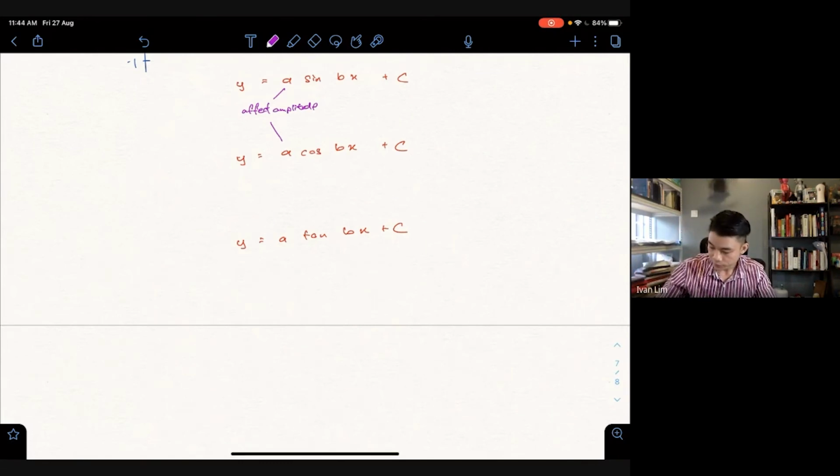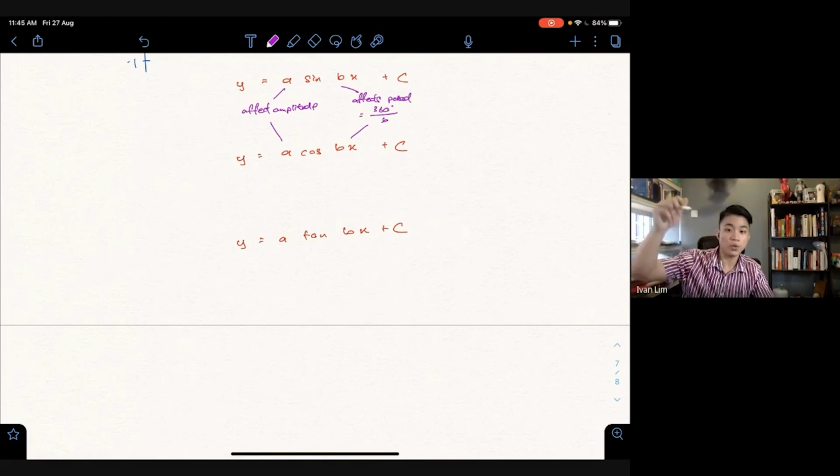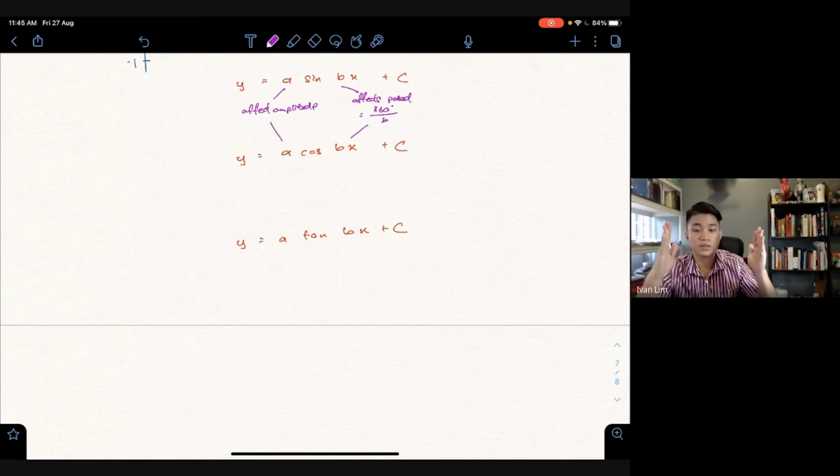Okay, second one, the value of b, it will affect the period. Okay, affects period. How to calculate the period? 360 degrees, instead of multiplying, this one is divide by the value of b. So if I want to find what is one period of, let's say, sine 2x, one period means you complete one whole sine graph. In a 180 degrees range of angle, you will see one whole complete sine graph already.